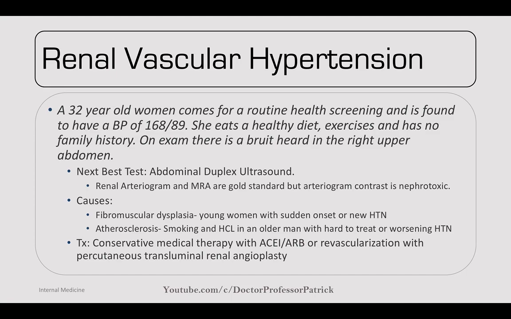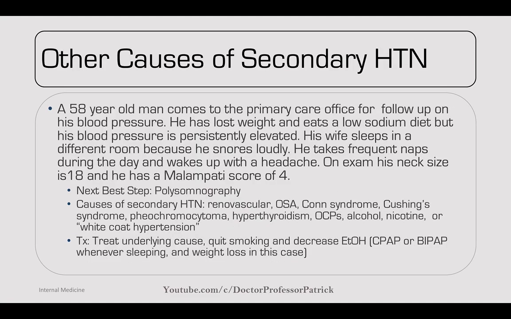This is usually a young woman with sudden onset or new hypertension, or atherosclerosis in somebody who's an older man with smoking and hyperlipidemia. And both of these are usually hard to treat hypertension, requiring 3 or more drugs. So try and think about this if you've got resistant hypertension with 3 or more drugs. Treatment, you can do conservative medical therapy with an ACE or an ARB, or revascularization with a percutaneous transluminal renal angiography.